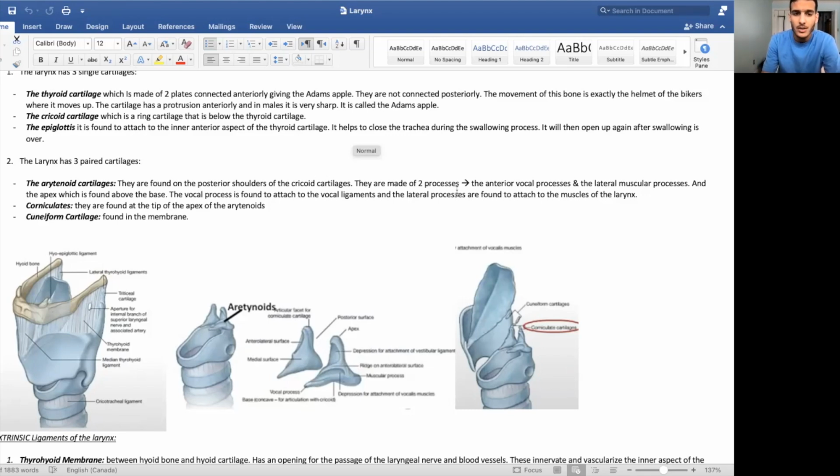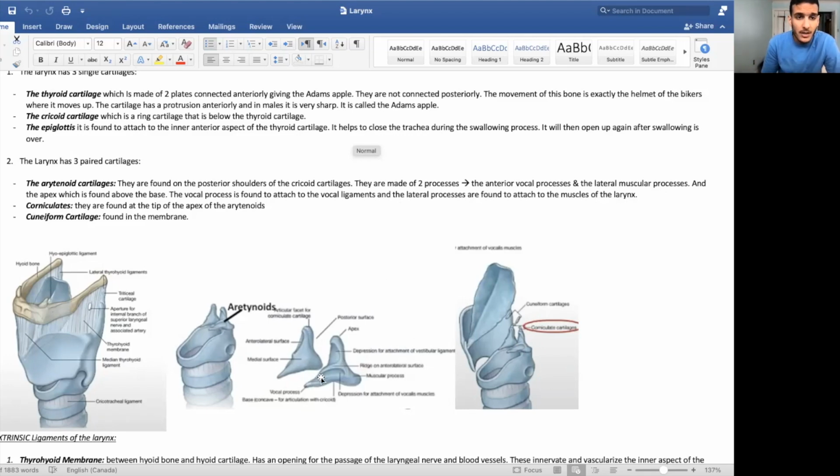They are made of two processes: the anterior vocal processes, these are the ones anteriorly, and the lateral muscular processes here, and the apex, which is found above the base. That's the apex. So muscular, vocal, apex. The vocal process is found to attach the vocal ligaments, and the lateral processes are found to attach the muscles of the larynx. All right, so that's how it's situated.